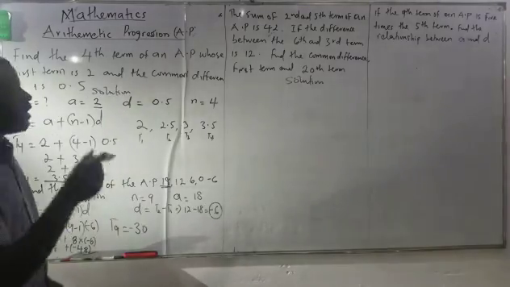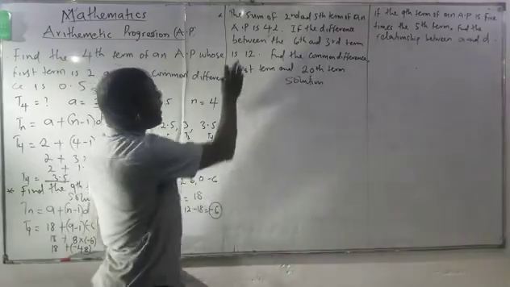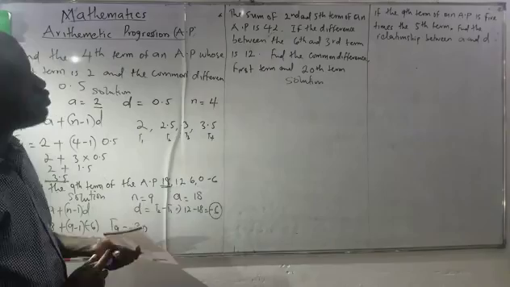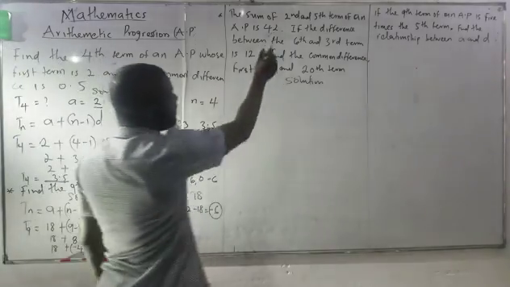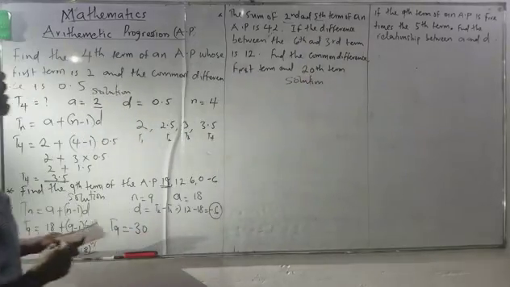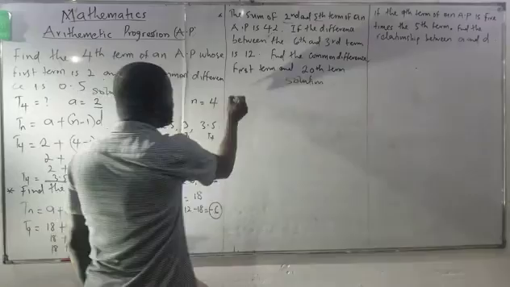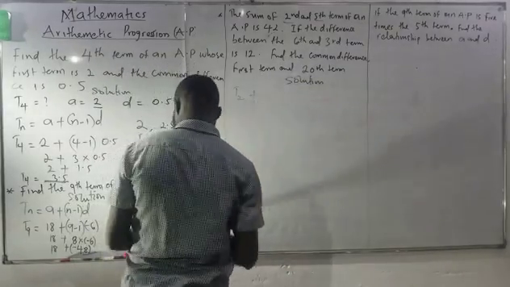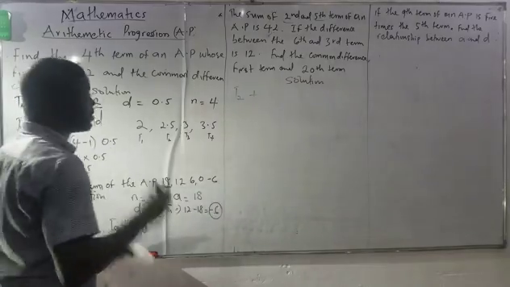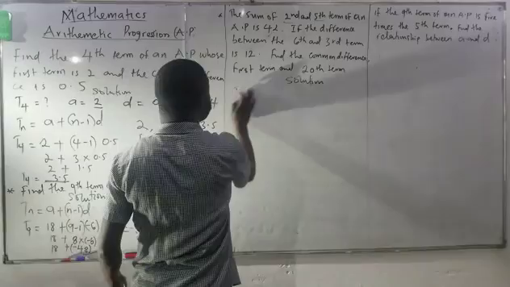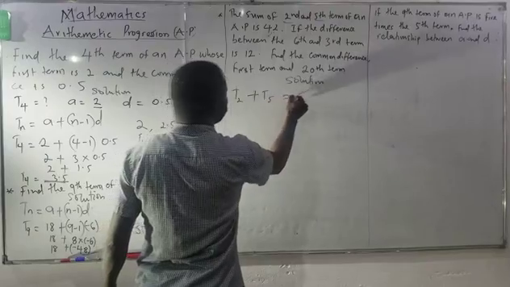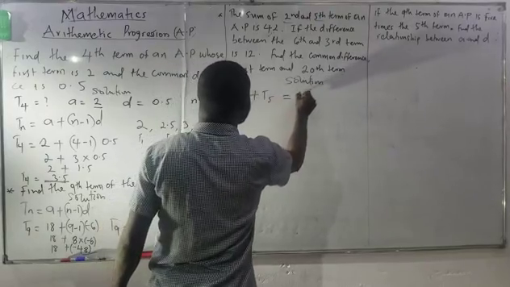Okay, let's move on to the next one. Now, let's say this also. I have this: the sum of the second and fifth term of an arithmetic progression is 42. It means T2 plus A, this cannot work. It cannot work like this. Now, it means I'm talking about T2 plus T5 equals to 42.